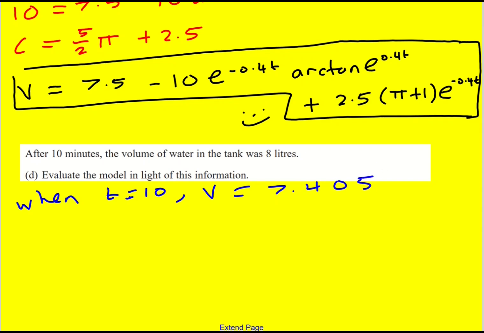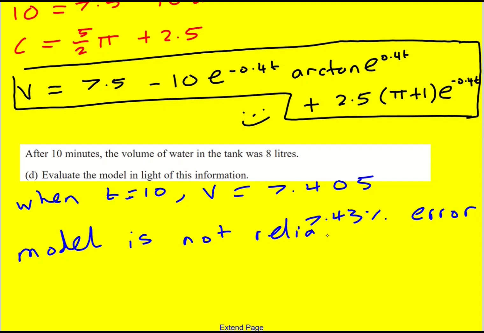Yeah, we get 7.405. Now, this is not that far away from 8, but it's also not that close. If you were to work out the percentage error, it would be 8 minus 7.405, and then you would divide by the true value, which is 8, and times by 100. And we actually get a 7.43% error. That is not a good error. And therefore, the model is not reliable. You don't have to do the percentage error. You can just say it's not that close. Of course, you could say unreliable or not reliable. Well done.